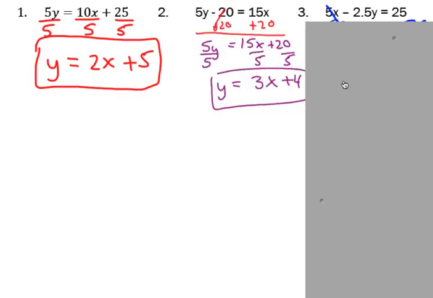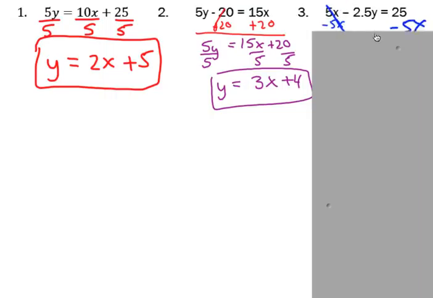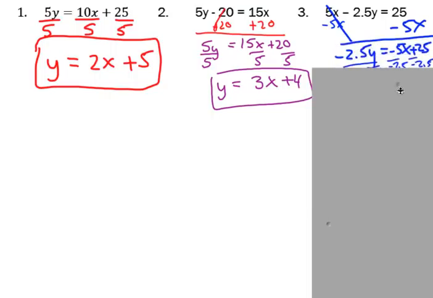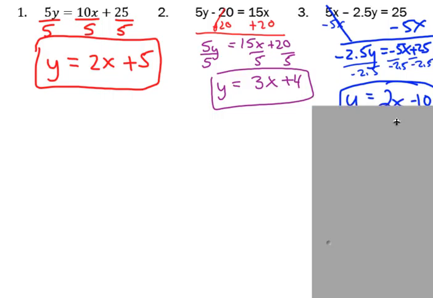All right, so what's that going to give us? Add 20 to each side. Remember, they don't combine there. That's why I changed colors. They don't combine, and then you divide each side by 5, you get 3x plus 4. And for number 3, you got to get rid of the x term, so that's a positive 5x. The opposite is to subtract 5x. So you subtract 5x from each side. These are not like terms, so I'm going to write negative 5x plus 25, and then you divide by negative 2.5, divide everything, and you get 2x minus 10 for that one.